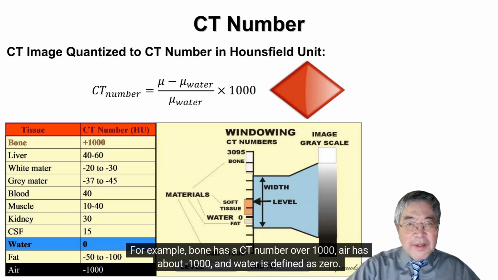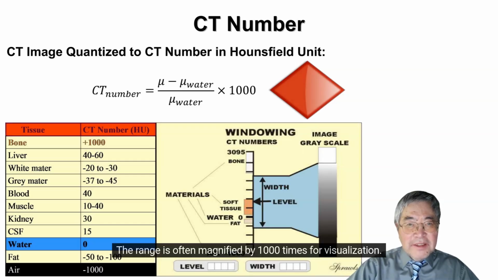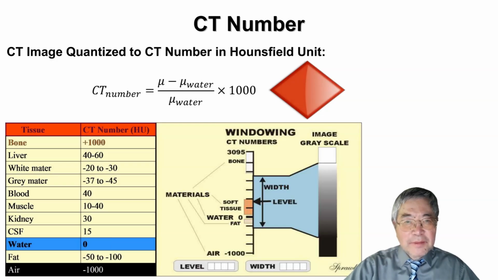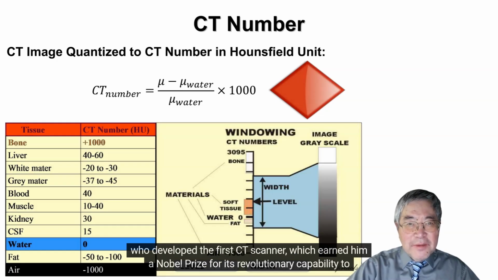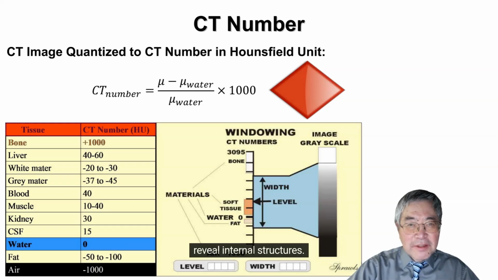For example, bone has a CT number over 1000, air has about -1000, and water is defined as 0. The range is often magnified by 1000 times for visualization. This scale is sometimes called Hounsfield units, named after Sir Godfrey Hounsfield, the British engineer who developed the first CT scanner, which earned him a Nobel Prize for its revolutionary capability to reveal internal structures.